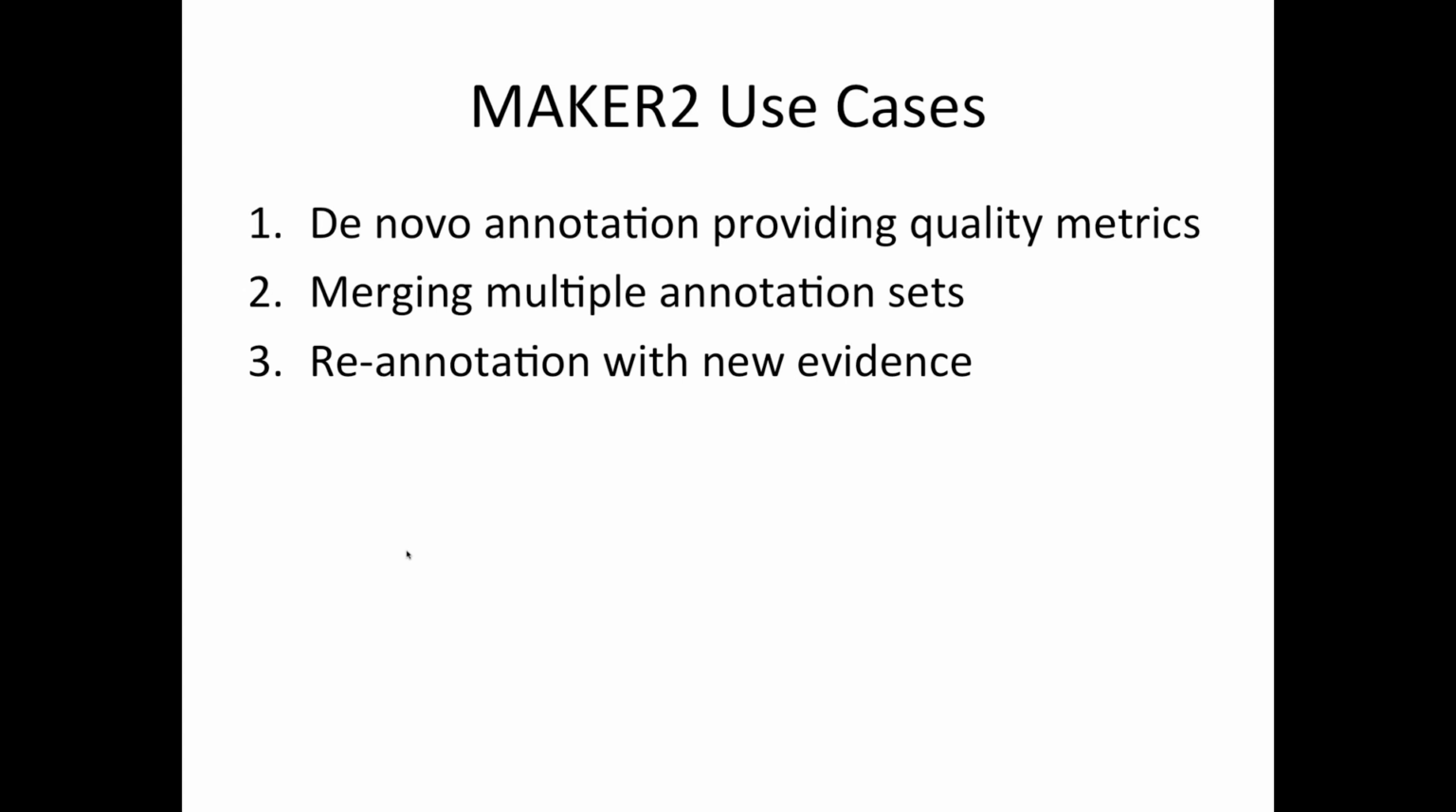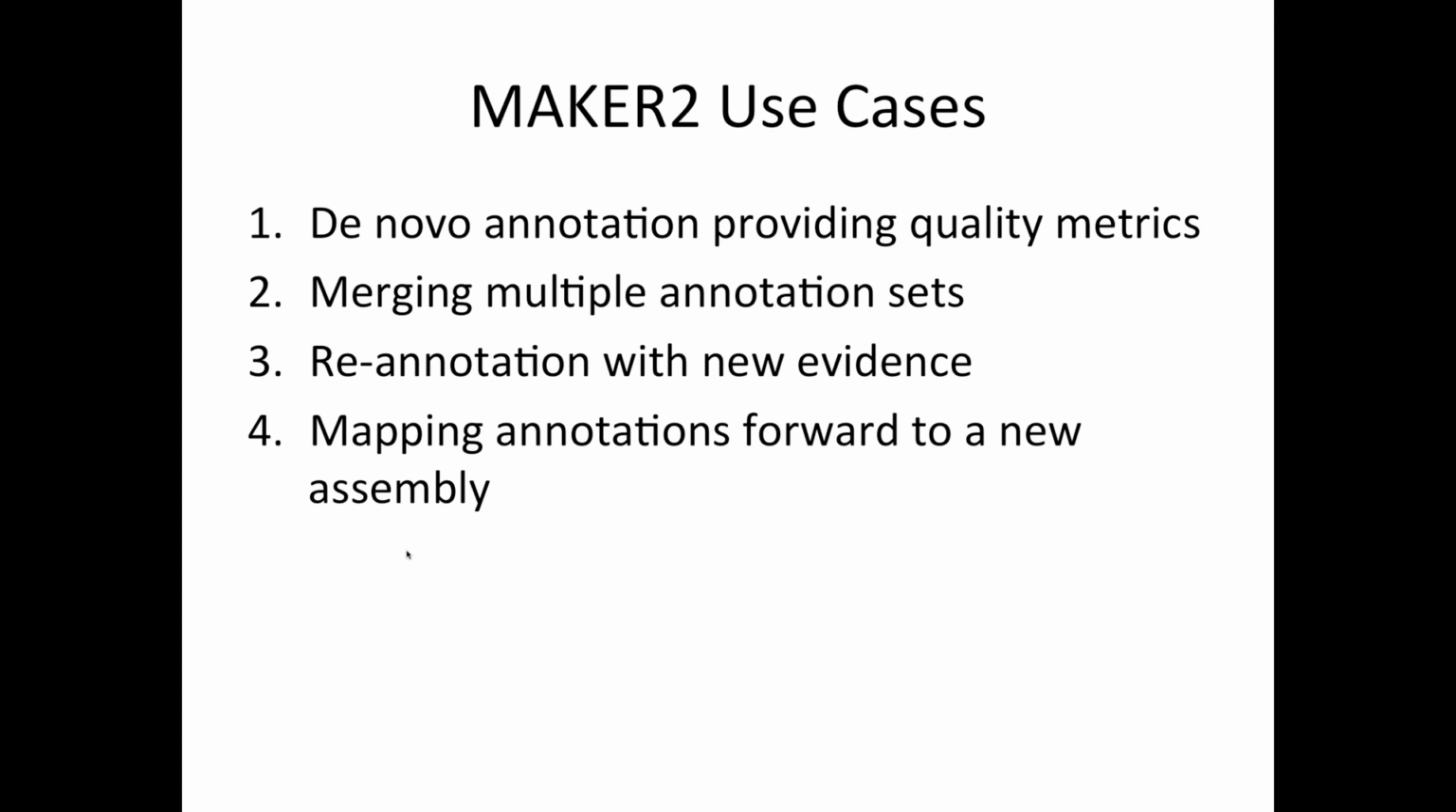We're seeing all the time these days, as next-gen technologies get better and better and sequencing gets cheaper, people get new evidence. Either they've sequenced another RNA-seq data set, assembled it into transcriptomes, and they want to add that in. Whatever new evidence comes along, you need to re-annotate with that new evidence.